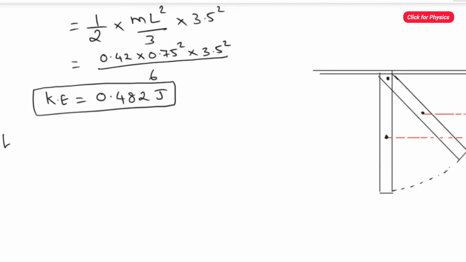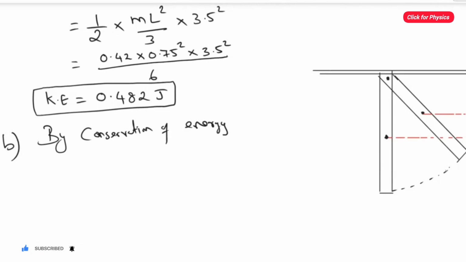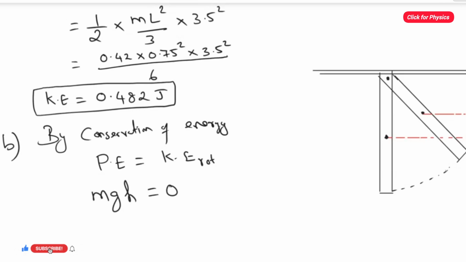So for that, we have to use the conservation of energy principle. By conservation of energy, potential energy is equal to kinetic energy, right? And here the kinetic energy is nothing but the kinetic energy for the rotation. We already studied the formula for the potential energy is mgh, and for the kinetic energy of rotation we need not substitute the formula, we already found the answer, right?